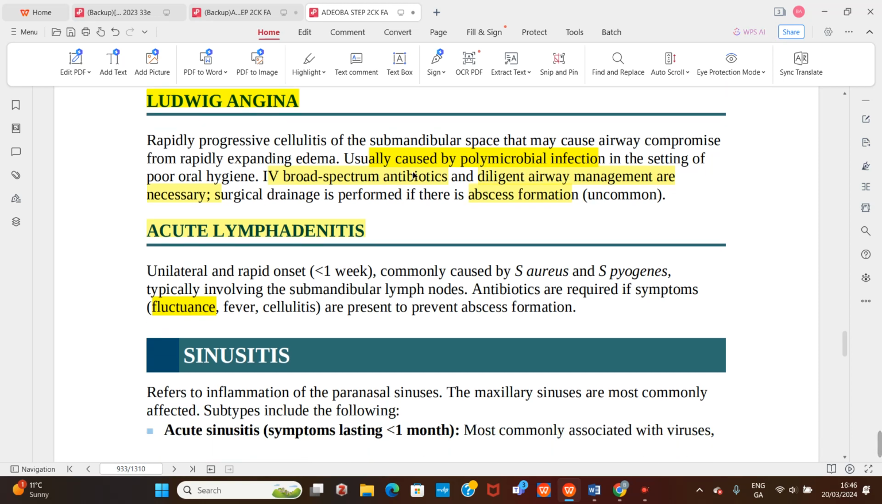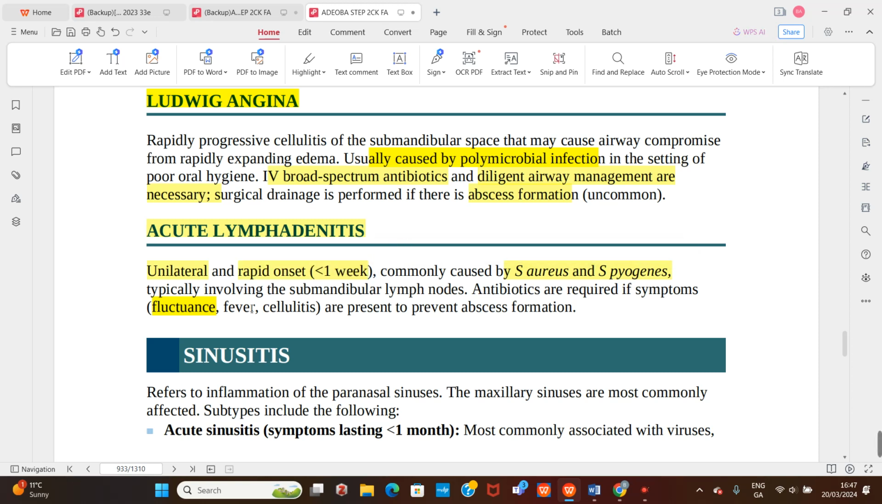So for acute lymphadenitis, this is just inflammation occurring within the lymph node, particularly the cervical lymph node, because we are talking about the respiratory system here. Most of the time it is unilateral. If it's bilateral, you want to think about something else, maybe the viruses, influenza, Epstein-Barr. But in most situations, if it's bacterial, it is unilateral. The ones we are talking about here are the bacterial ones, caused by Staph aureus and Strep pyogenes. They are unilateral and they have a rapid onset. Within 1 week, they resolve.